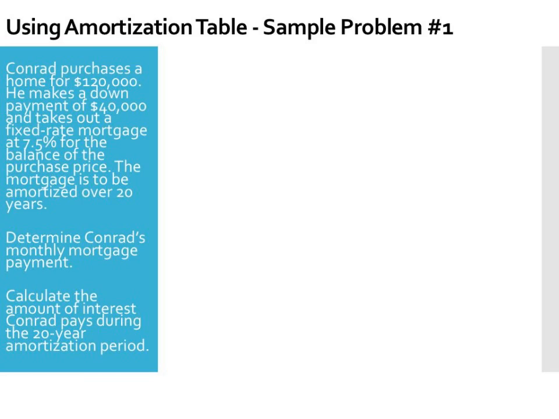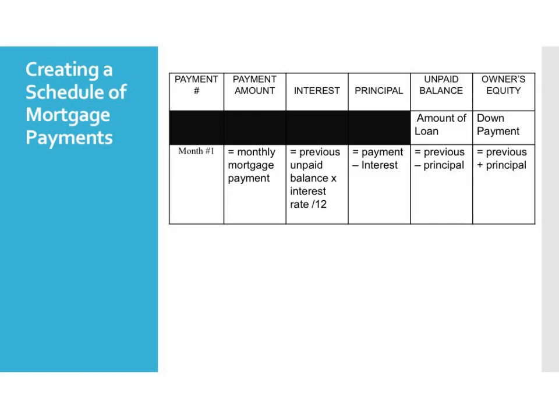Okay, so this is the question we were working on in the first tutorial. We use this information in order to calculate the monthly mortgage payment, and this is what we found out: we figured out what our monthly mortgage payment was. The other information we need in order to calculate our schedule of mortgage payments is the amount of the loan and the down payment. So that's our starting point, and then we're going to use those three pieces of information to calculate everything else.